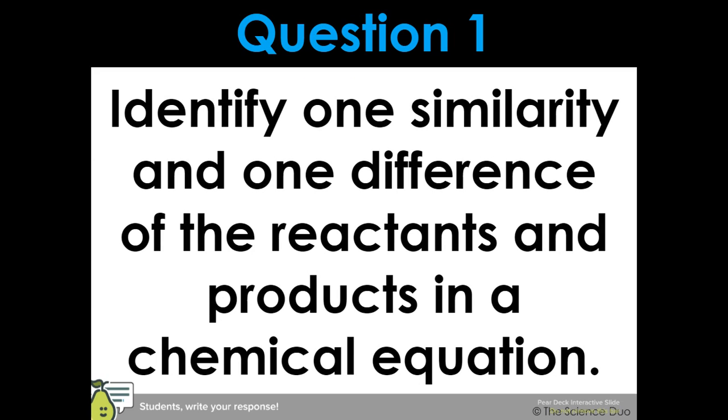Okay, so question number 1. I want you to identify 1 similarity and 1 difference of the reactants and products in a chemical equation. So what would be 1 similarity and 1 difference? Think about what has to be conserved. That is something that could be a similarity. And a difference could be maybe they're changing their dance partners. Maybe they're changing who they're bonded to. So that could definitely be a difference. They could just rearrange themselves. So think about that and write your answer, please.